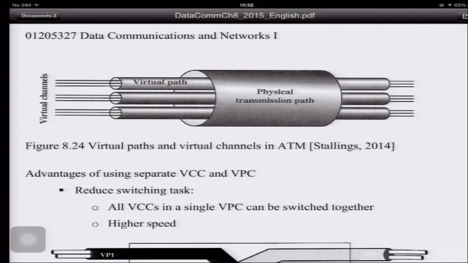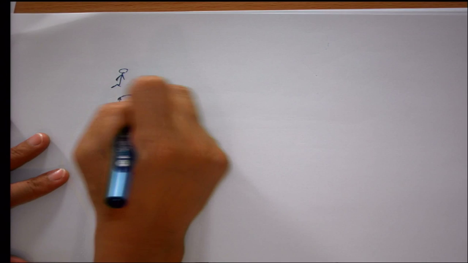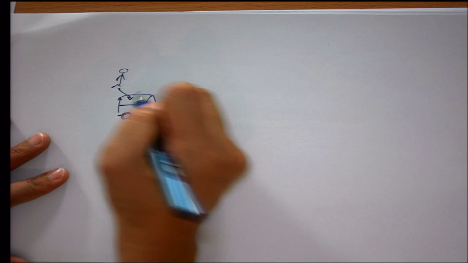So the virtual path is good in that if it's already set up, when you want to use that path, it's easy to get into the path, to set up the connection. Think of this: if you have a lot of people in Bangkok who want to use the bus, this guy gets in, so the bus comes here. The bus is coming. This guy gets in. This is a bus stop.